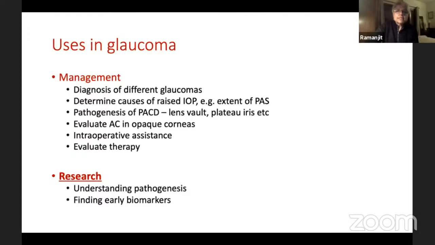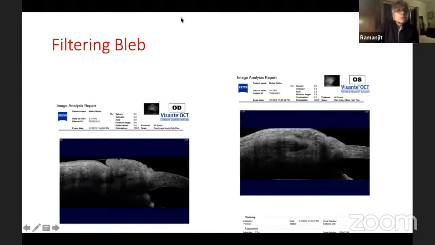What about research? I think, as I said, it's helped us to understand pathogenesis. I'm sorry, we're still going on with the filtering bleb at the moment. The other thing is to actually grade a filtering bleb, and you can see it tells us what is the thickness of the wall of the bleb.